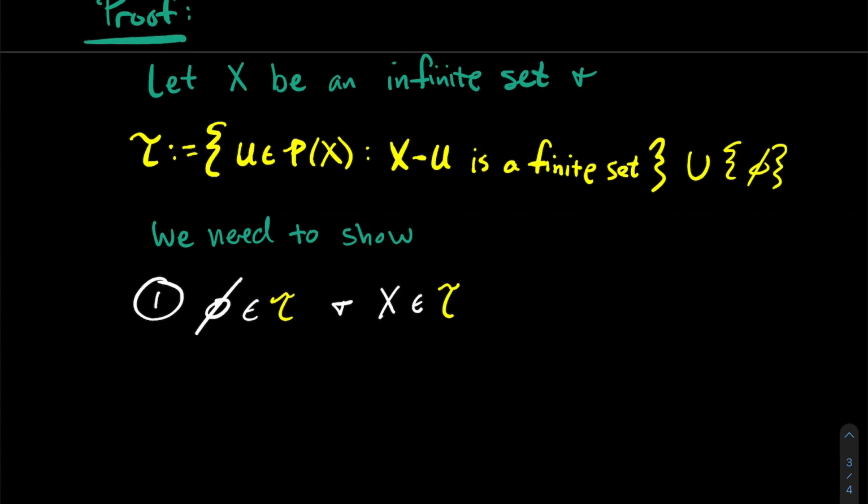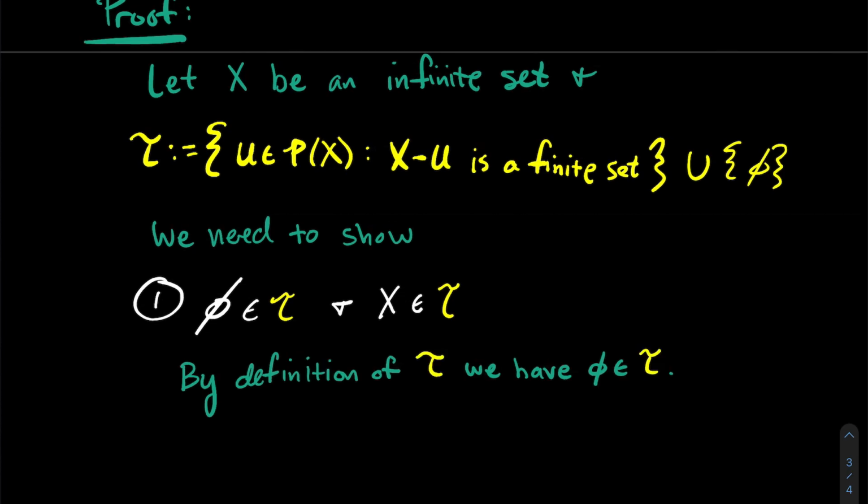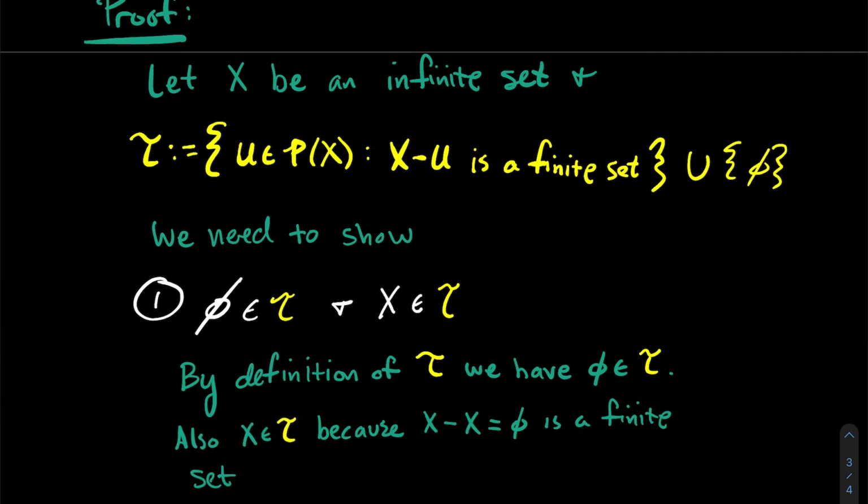So the first thing you need to show is that the empty set is in T, and that the whole set X is in T. Well, by definition, if you look up there in the yellow, the empty set is definitely in T, right? It's over there to the right-hand side. We've included it. So what we just need to justify is why the whole set X should be in T. But if you take the complement of the whole set, you just get the empty set back. And remember, that's a finite set. The empty set is the set that has 0 elements in it. So of course that's finite. So we've just verified that the first criterion for T to be a topology is true.